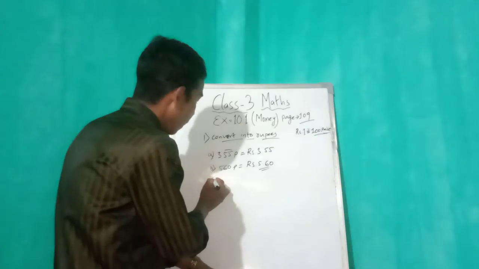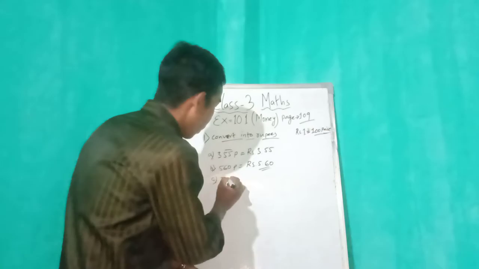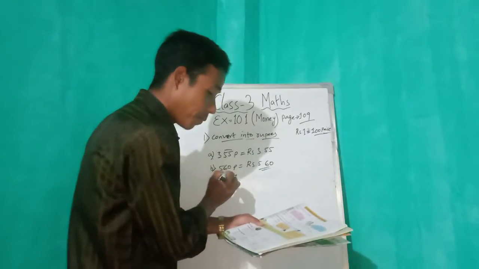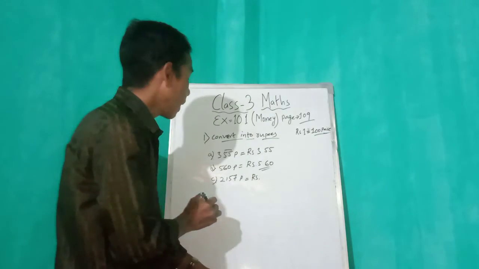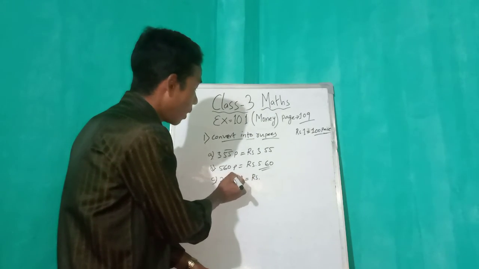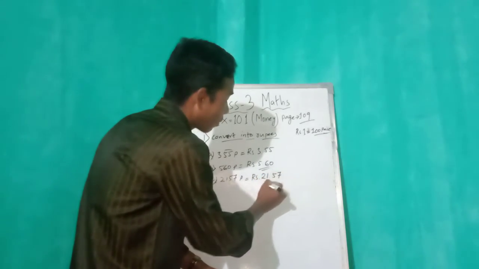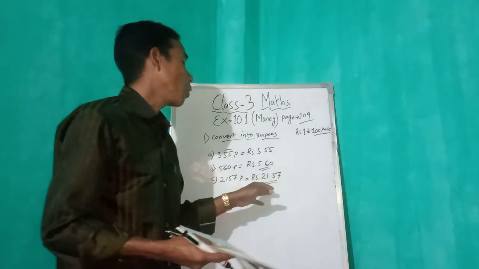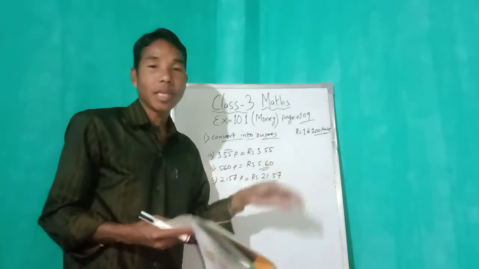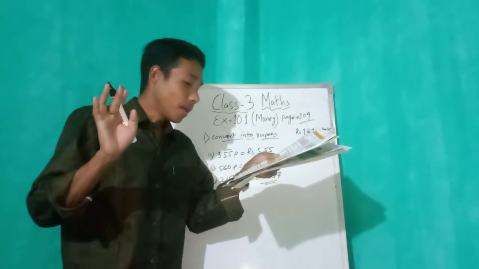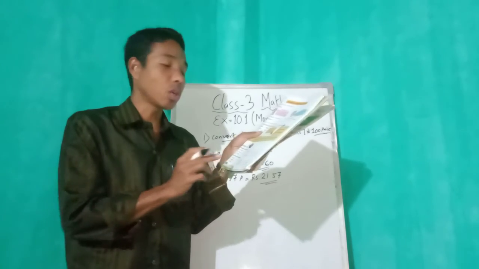Number C, 2157 paise equals. We'll write RS first, and then from the right hand side count 1 2, then you put the dot here. 21.57. So this is our answer, rupees 21.57 paise. It's very easy. So number D to I, you try to do by yourself in your book. This is your homework.